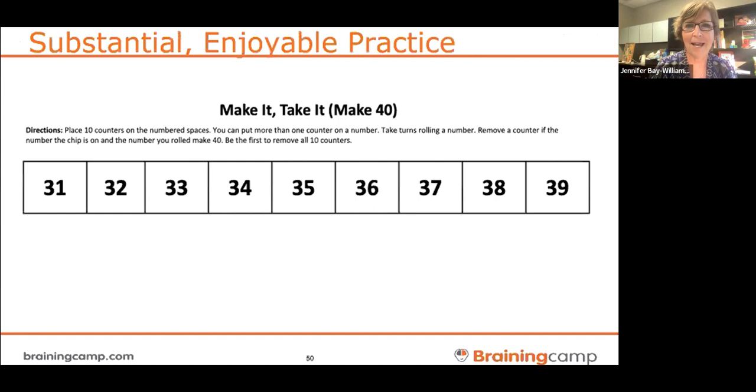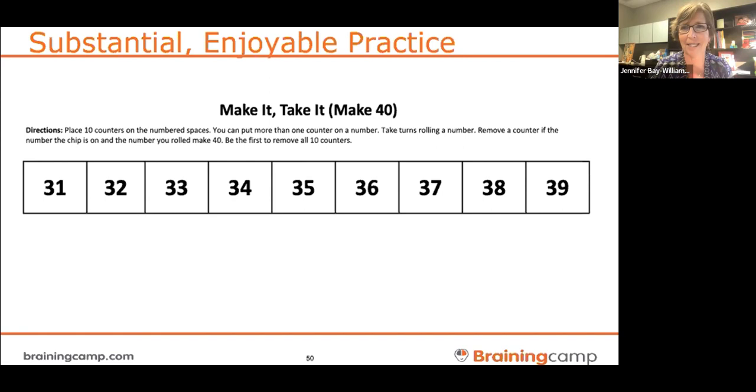And then time for practice. So this is a super simple game. You put counters on the spaces wherever you want to put them. And then you roll a dice. So if you roll a 4, then that makes 40 with 36. So they can remove a counter from 36. And the first person to remove all their counters wins the game. So this is an opportunity to make sure.